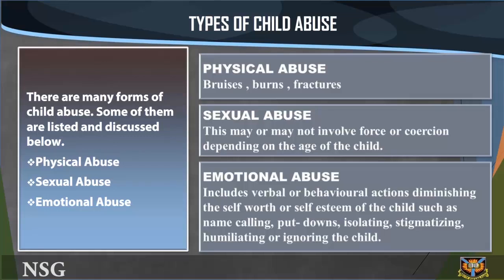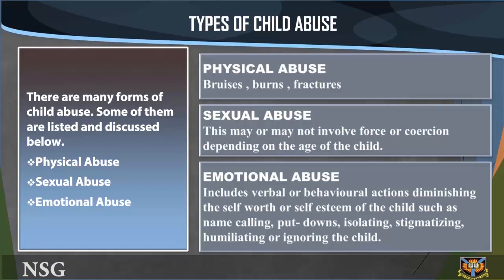2. Sexual abuse. This may or may not involve force or coercion, depending on the age of the child. 3. Emotional abuse. These are verbal or behavioral actions diminishing the self-worth or self-esteem of the child. It includes name-calling, put-downs, isolating, stigmatizing, humiliating, or ignoring the child. The community health nurse should help to explore which is applicable and assist parents to make a conscious effort to resolve this.